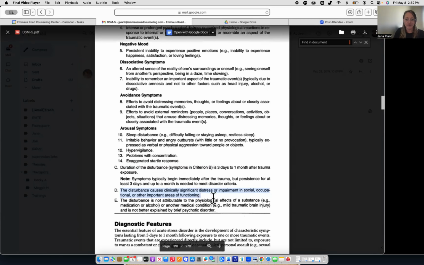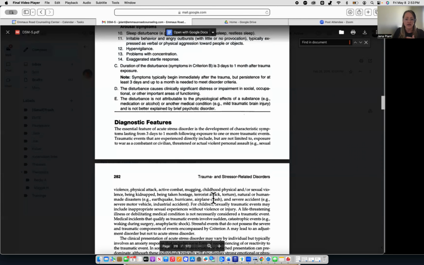Some examples are impairments in functioning in social settings. They withdraw, they isolate, they stop going to church, whatever they're normally doing. Let's say they have a normal social routine and they stop doing that. Let's say they can no longer function at work or at school, and it impairs them. That's where it becomes diagnosable and more pathological, where they should seek counseling to help them function.